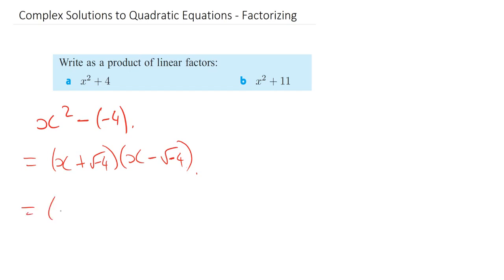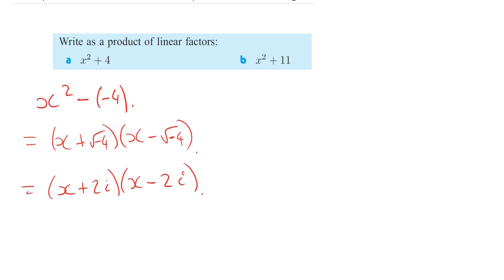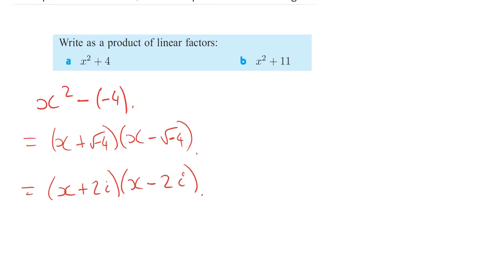We can then simplify because, of course, we know a lot of things about complex numbers now. That's going to be (x plus 2i)(x minus 2i). If you don't understand why it's 2i, you need to go back and look at my previous videos on the square roots of negative numbers. Let's look at part B. It's the same principle, just to check that you can do it.